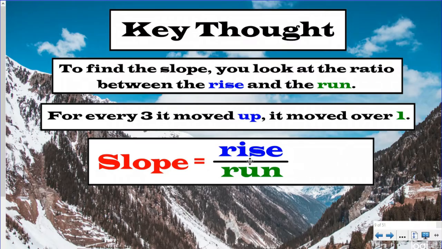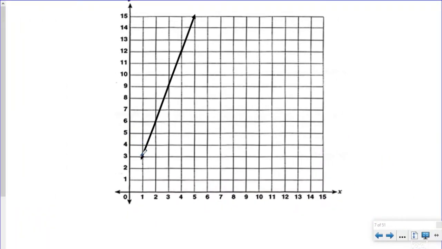We can look at the rise to the run. So let's take a look and let's go back to our previous graph. And we see here that it started at 1, 3, right? And it went up 1, 2, 3, right? The rise was 3 and it went over 1. So our slope, if we wrote it as a fraction, would be 3 over 1. Or for every 3 it went up, it went over 1.